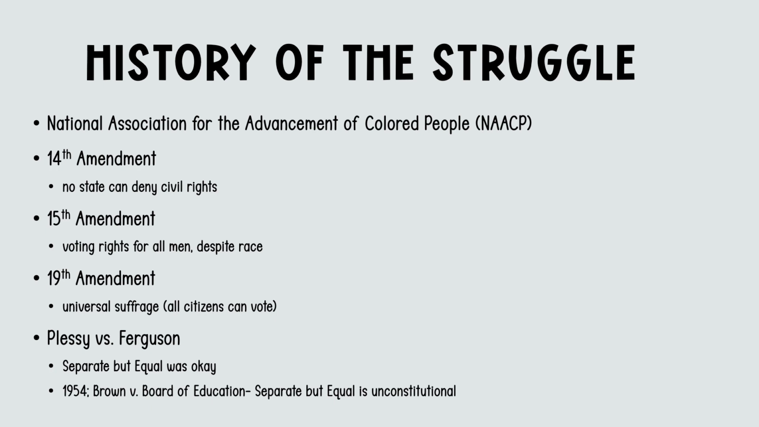However, a critical turning point came in 1954 with the landmark case Brown versus Board of Education. The Supreme Court declared that the concept of separate but equal in public schools was unconstitutional. This decision marked a significant victory in the fight against segregation and laid the groundwork for the civil rights movement that would follow in the coming years.